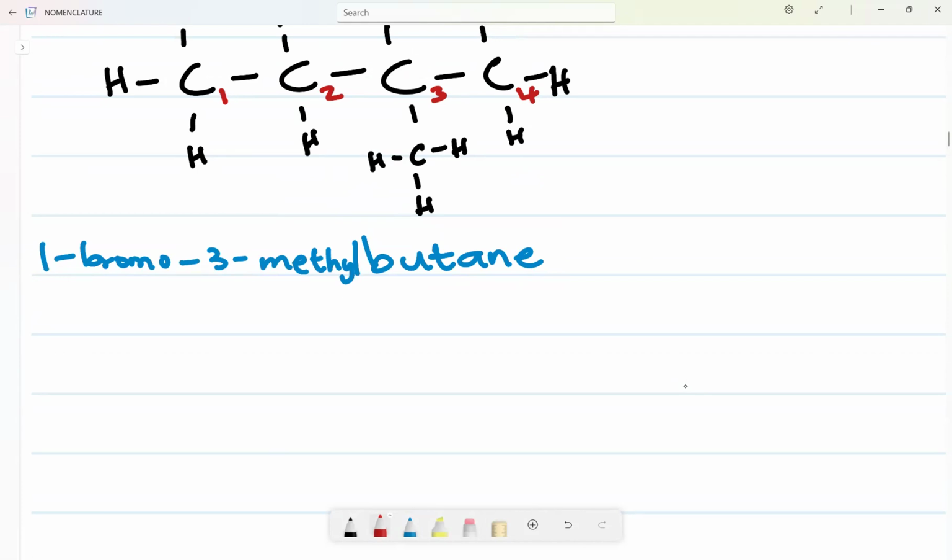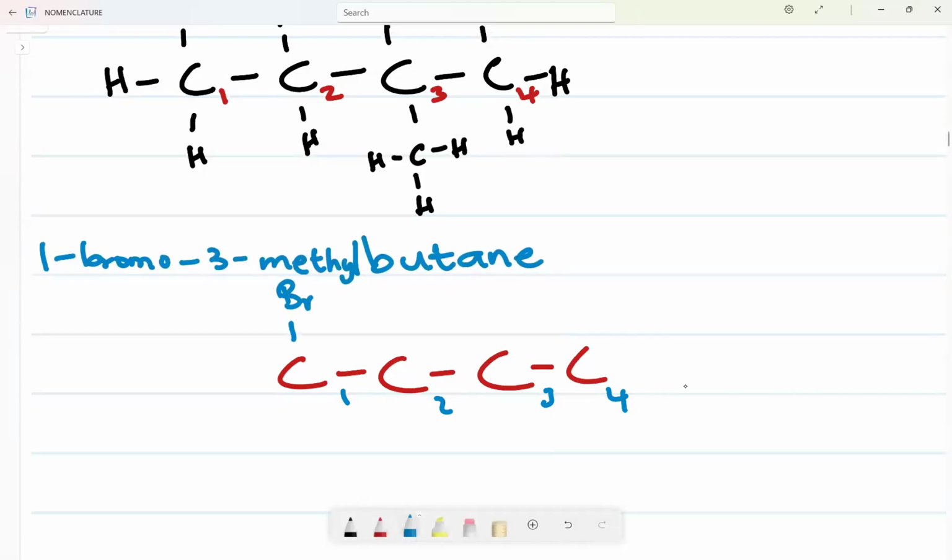Butane tells me it has 4 carbons: 1, 2, 3, 4. But it is an alkane, and it has single bonds everywhere between carbon atoms. Then I'm told on carbon number 1, well, I'll start counting from here: 1, 2, 3, 4. You can start counting from there, it's fine. On carbon number 1, what do I have? I have a bromo.